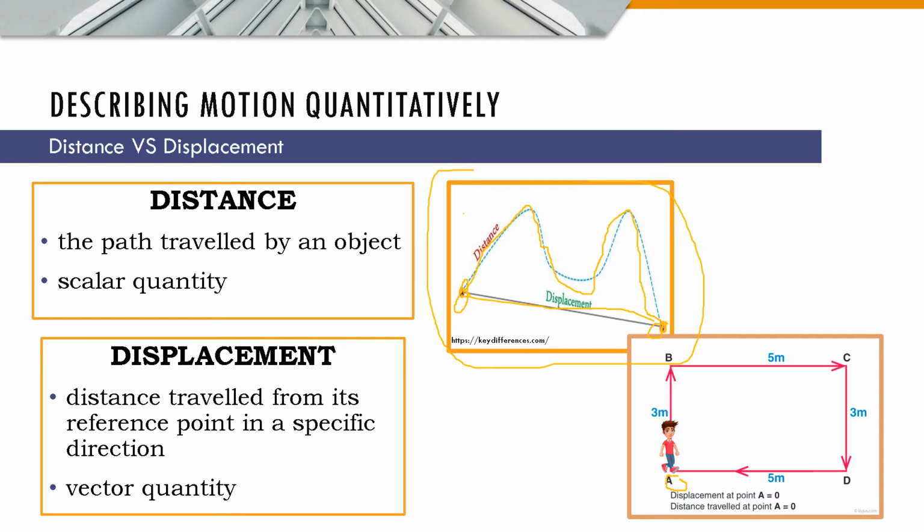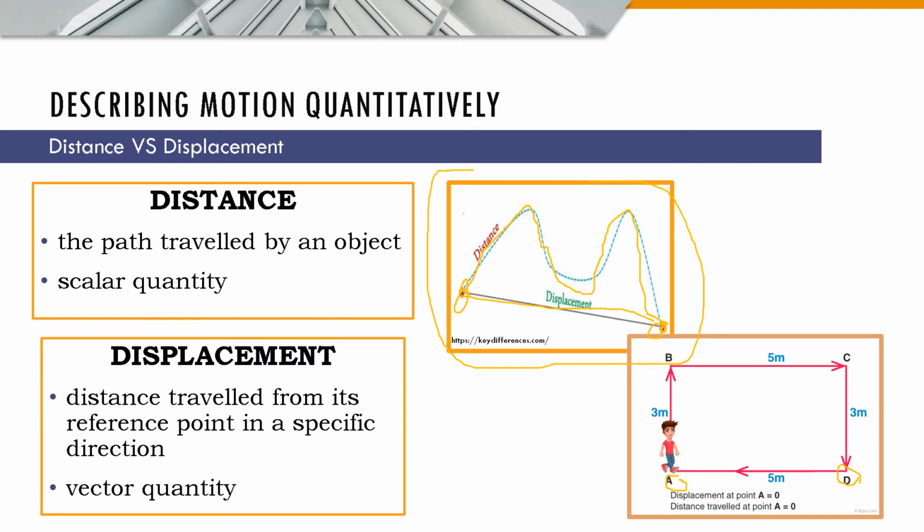Then, from point C to point D, it is also 3 meters. Then, 3 plus 5 plus 3. So, the answer is 11 meters. So, yun yung distance na na-travel niya. Let us stop at point D. Let's say dito nag-end yung travel nung boy. So, yung distance natin kanina is 11 meters. But, can you tell me what is the displacement of the boy from point A to point D? So, ang displacement niya rather is 5 meters from point A to point D.